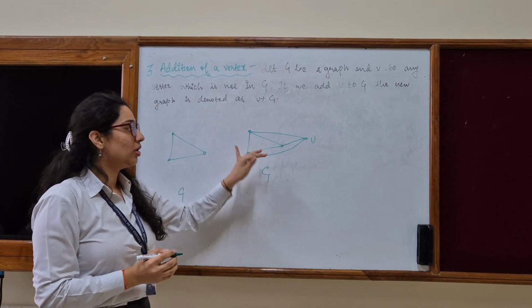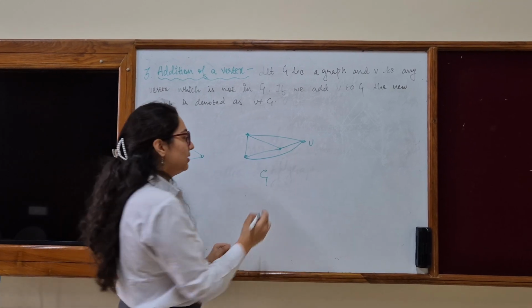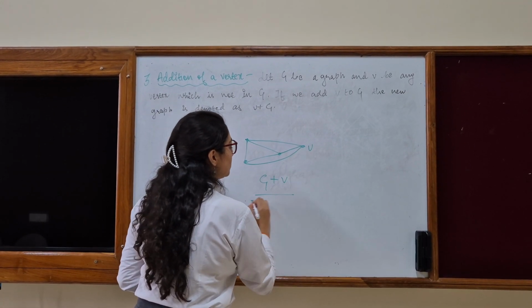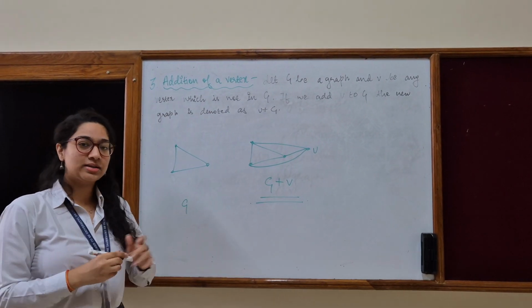So now we have joined all the vertices of G to V, and this graph can be called G plus V. This is how we add a vertex to a graph.